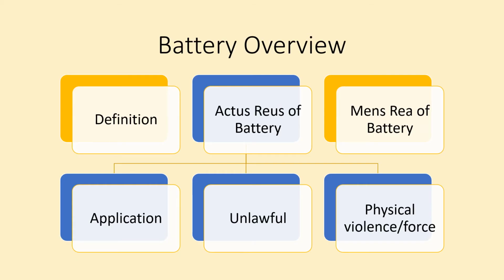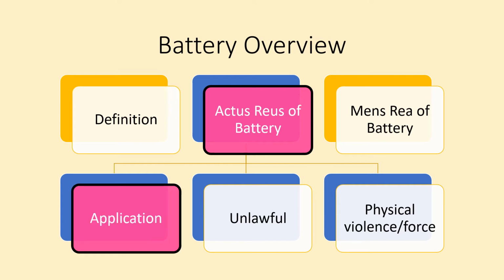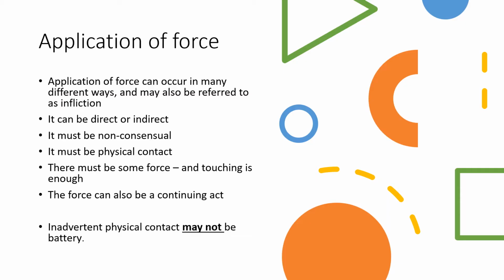So we've got our definition broadly, but let's stick to the older definition and give it some structure. The actus reus of battery requires the application of unlawful physical violence or force. Let's begin with what application looks like. An application of force can occur in many different ways. It can also be referred to as infliction. It can be direct or indirect. It must be non-consensual. It must be physical contact as well. There must be some force, and touching is enough. The force can also be a continuing act. But as we've seen from Cole v Turner, inadvertent physical contact may not be battery.